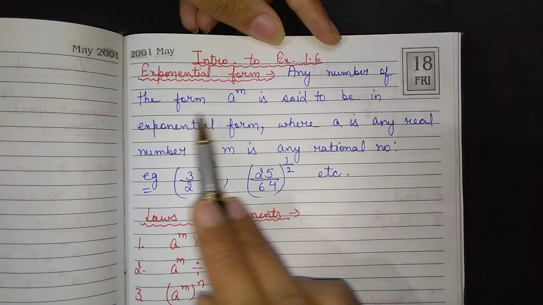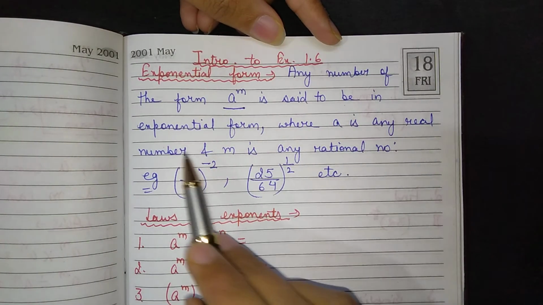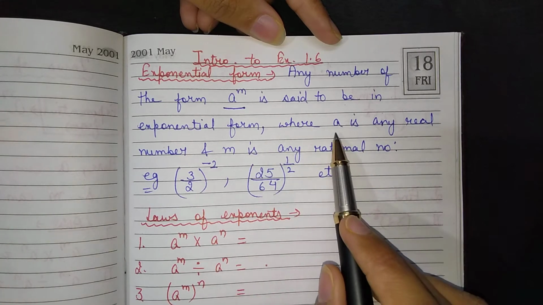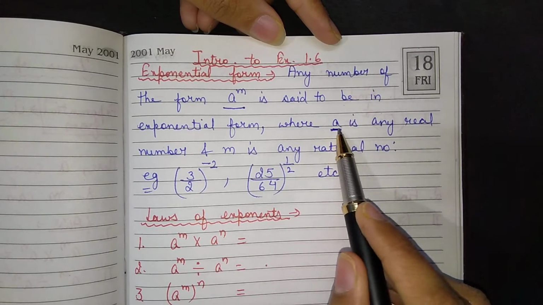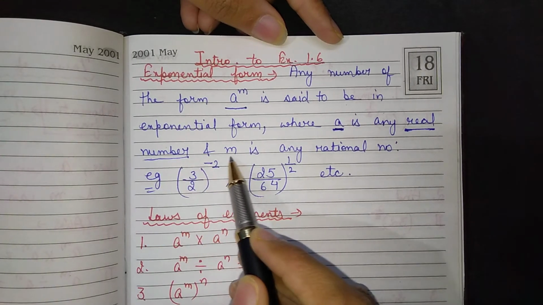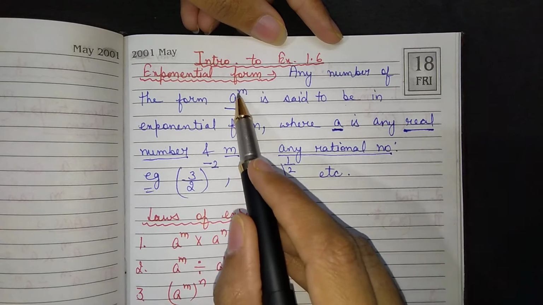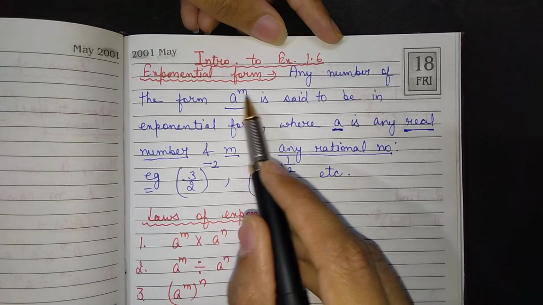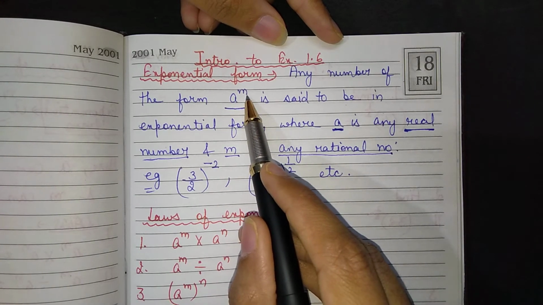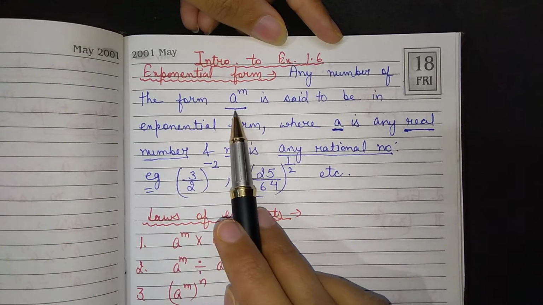Any number of the form a raised to power m is said to be in exponential form where a is any real number. Please be careful. a is any real number and m is any rational number. This means this can be any real number and this can be any rational number in 9th class. And some examples of exponential forms.